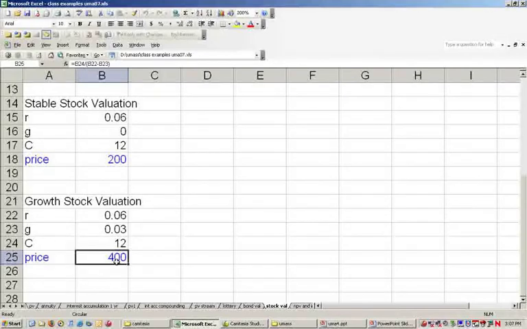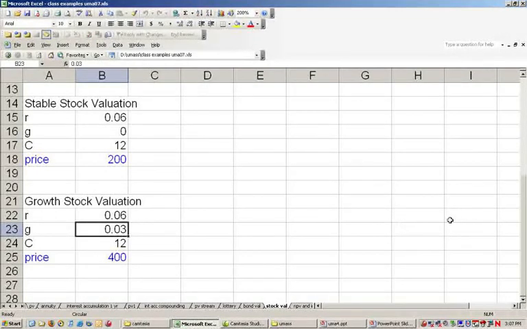So if we have a growing firm that has the same current dividend, we have a much higher stock price. Kind of the important lesson here is that stock price is highly sensitive to what is expected about the growth possibilities of the firm.